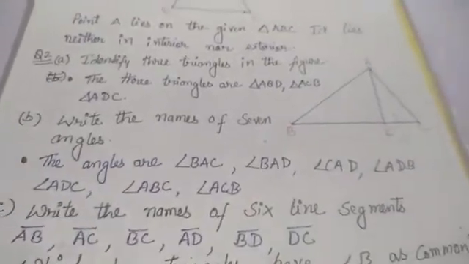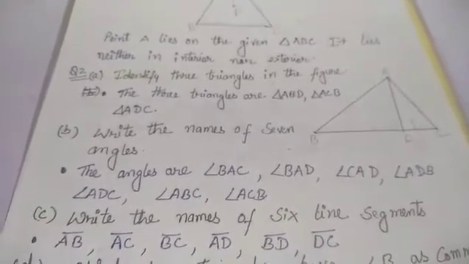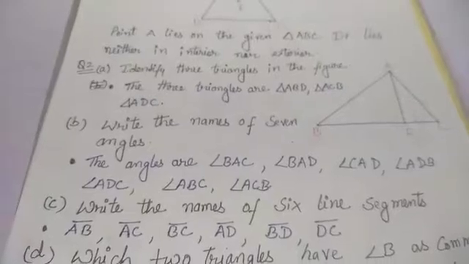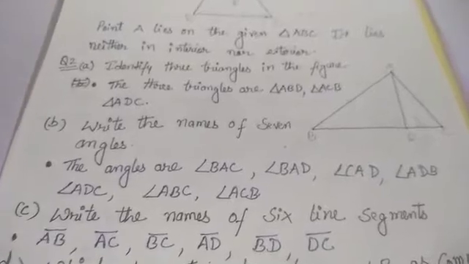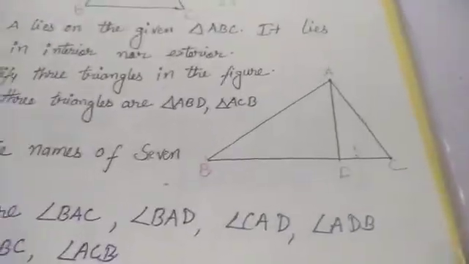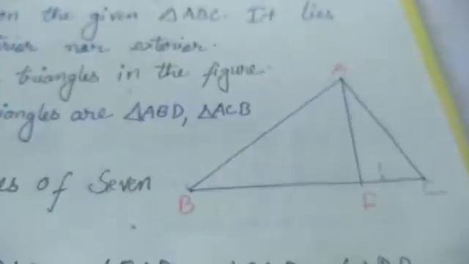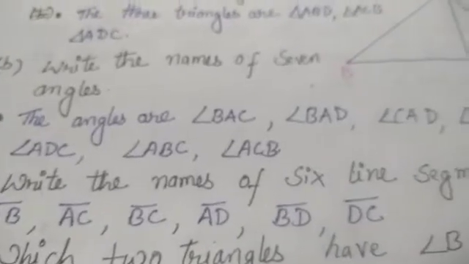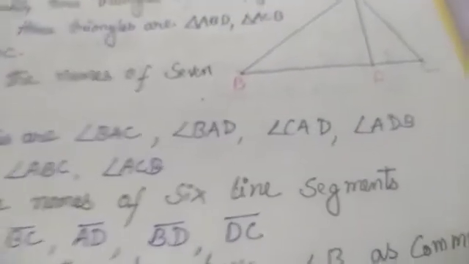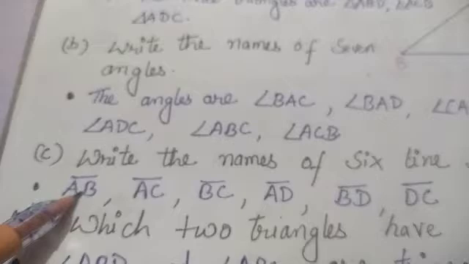Now C part, write the names of 6 line segments. Line segments, you already know that line segments are the part of line which have 2 endpoints, which ends at the 2 points. Like you can see in the figure AB, this point A and this B is a line segment. Similarly, BD, DC, CA, AD are the line segments of this figure, which we have named here. AB line segment, AC line segment, BC line segment, AD line segment, BD and DC. So you know that line segment in symbolic form is written like this.